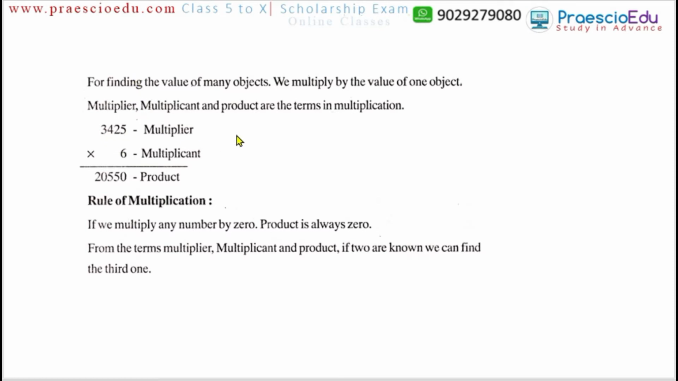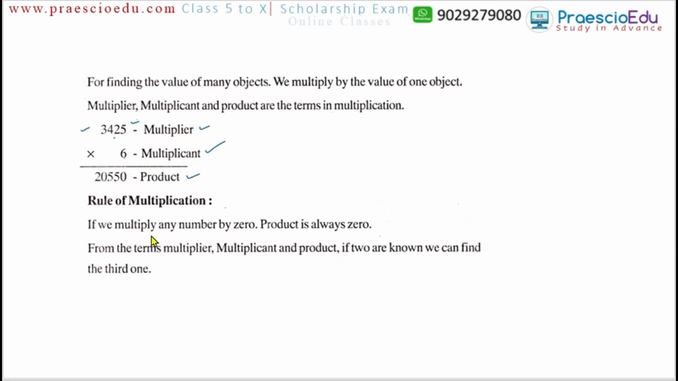The number which is multiplying is called the multiplier, and the number which gets multiplied is called the multiplicand. Here, this 6 is multiplying, and 3425 is the multiplicand, which means this gets multiplied. That is why these are the terms, nomenclature-wise. After this multiplication we get another number, which is called the product of the multiplier and the multiplicand.